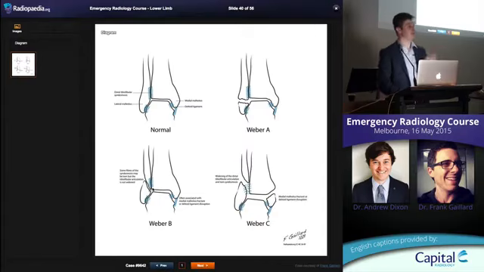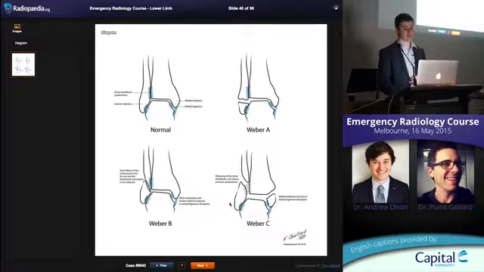They can be unstable, might be stable, okay? Go on and look for your tibiofibular clear space, look for your overlap sign, look for your medial clear space to see whether there's a significant injury. Often they might be associated with a medial malleolus fracture, in which case they're clearly going to be unstable.